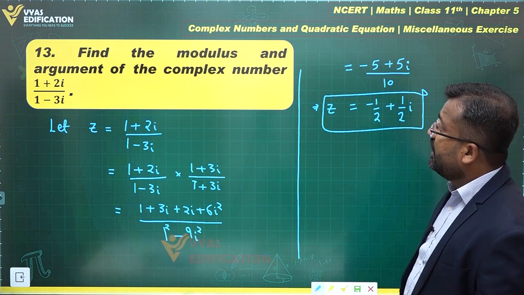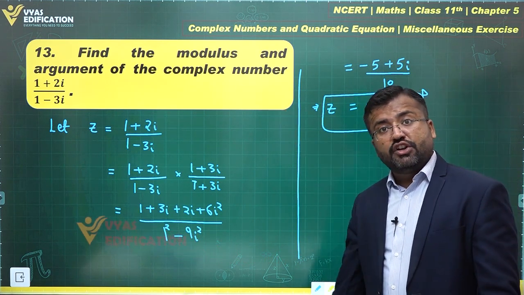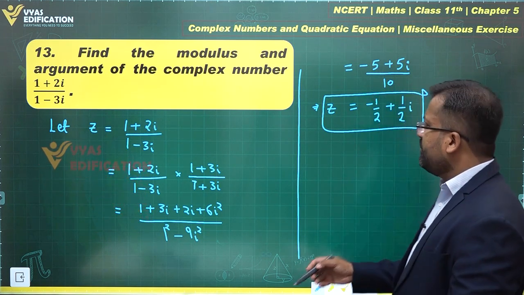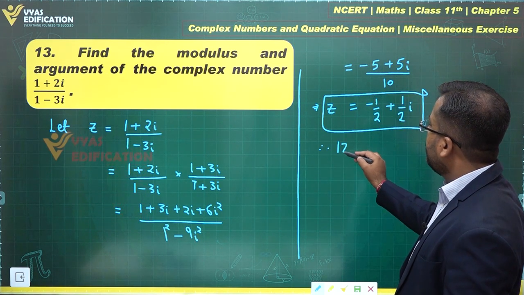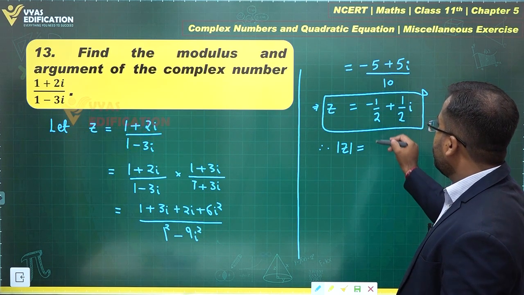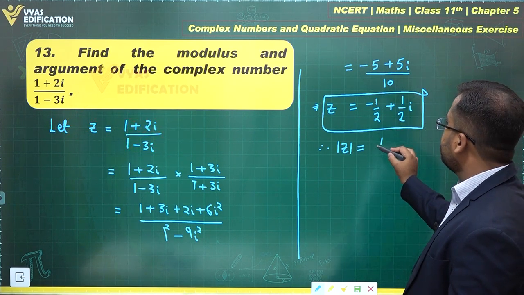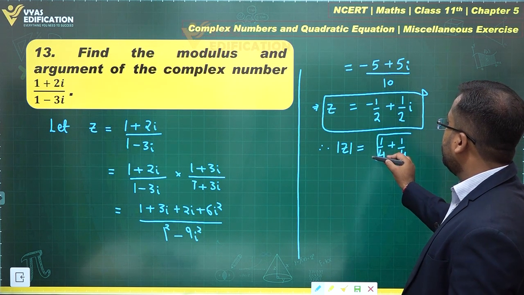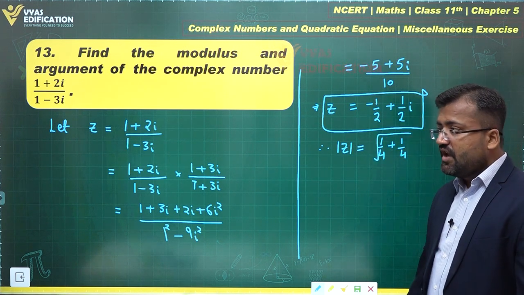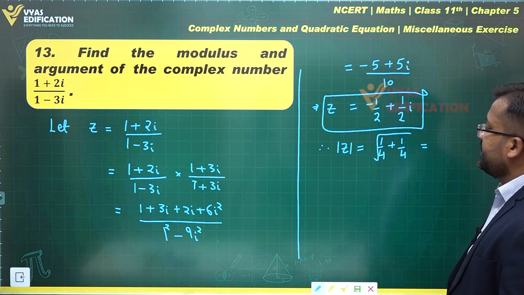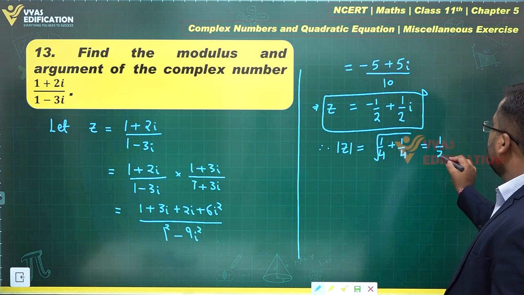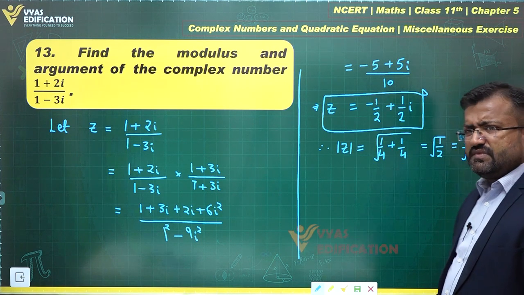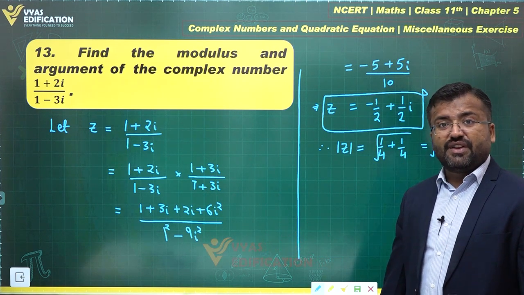And now I am supposed to find the modulus and argument of this complex number. Finding the modulus is not very difficult. Modulus is very simple. Therefore, modulus of z is equal to the square root of (−1/2) squared, which is 1/4, plus (1/2) squared, which is 1/4. This is the square root of x² + y². What we get is the square root of 1/2, which gives me 1/√2, right? Modulus of z is very simple.